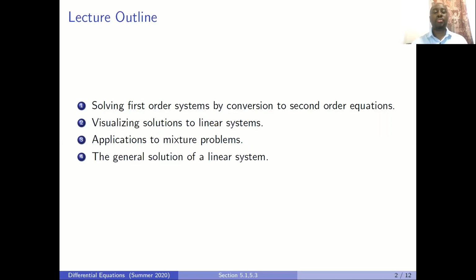And then we'll look at how to visualize solutions to systems of equations. We'll look at an application to a mixture problem, and then we'll talk about a more general way of finding solutions to systems of equations without having to convert them into higher order linear and nonlinear equations.